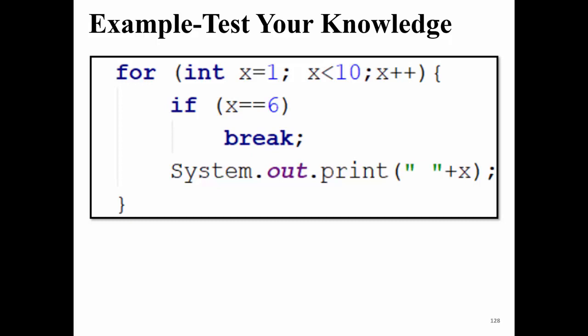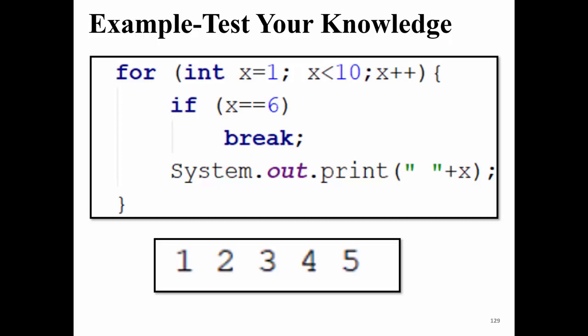Let's say you are running a for loop from x equal to 1. As long as x is less than 10, you increment x by 1. If x is equal to 6, you're going to break out. Otherwise, you're going to print a statement. So what will be the execution of this one? We're going to go x equal to 1, that's okay, 2, 3, 4, 5, then 6. When x is equal to 6, we're going to break out. Break will break out from the execution and stop it. So we're going to end up printing 1 up to 5.